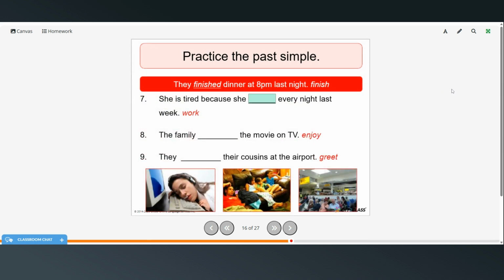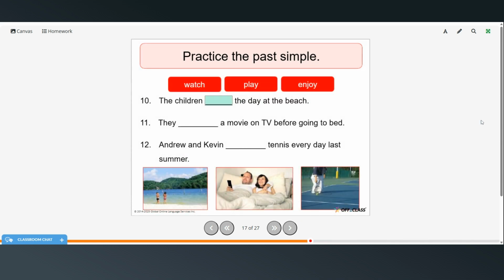She is tired because she worked every night last week. The family enjoyed the movie on TV. They greeted their cousins at the airport. The children enjoyed the day at the beach. They watched a movie on TV before going to bed. And Andrew and Kevin played tennis every day last summer.